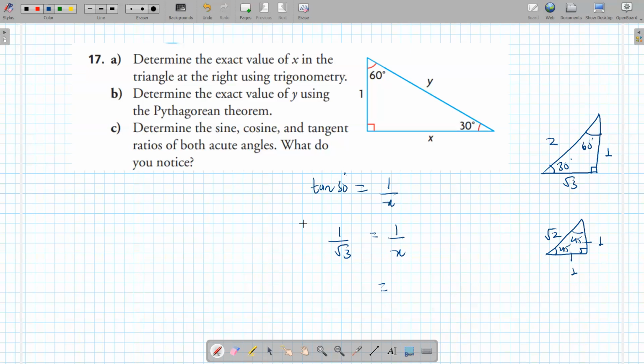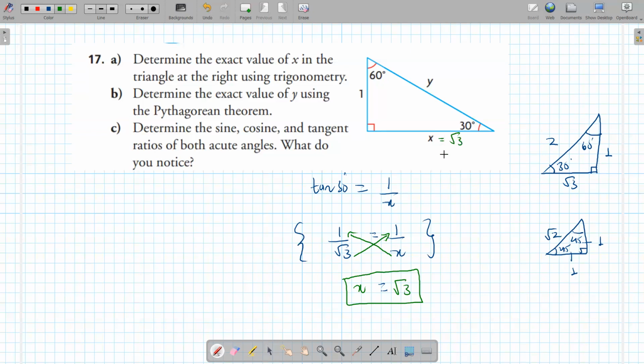So if you get something like this, what you want to do is cross multiply. If you get a over b equals c over d, when you do cross multiplication, you multiply root 3 with 1, and on the other side, you multiply that x with 1. So x is going to be root 3. And that's the answer. So this is root 3.